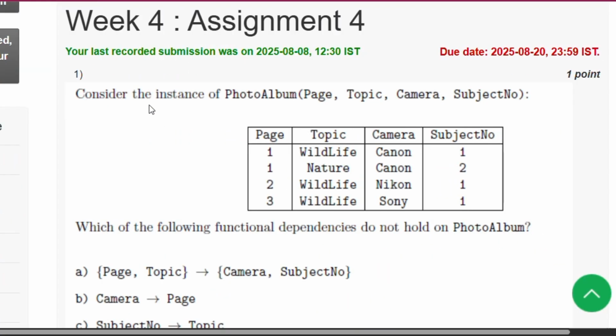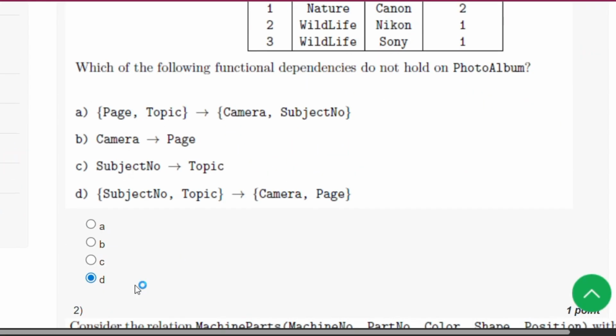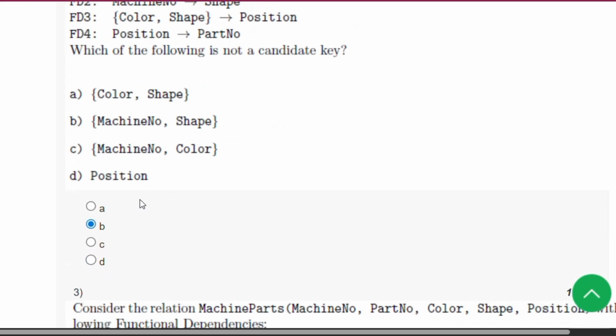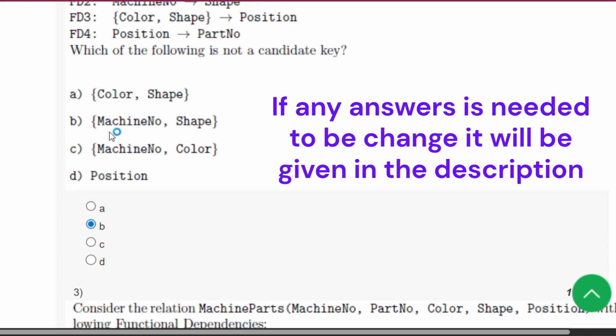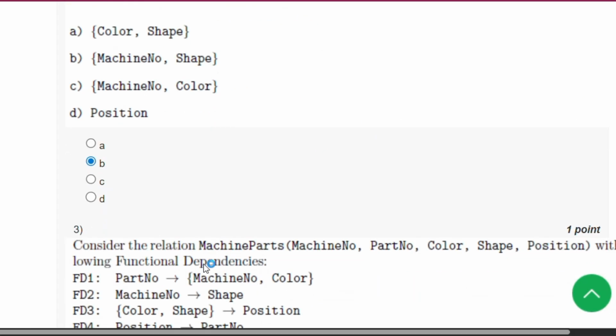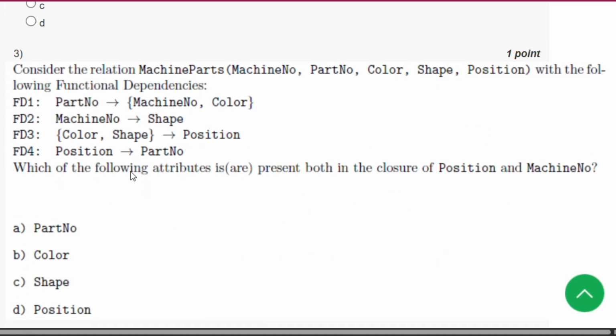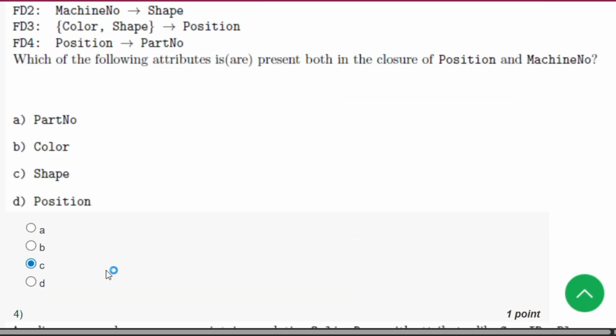So the first question is this. So the answer will be option D, that is subject number, topic, arrow, camera page. Now question number 2, the answer will be option B, that is machine number and shape. Now question number 3, consider the relation machine parts. Then this is the question, which of the following attributes are present both in the closure of position and machine number? So the answer will be option C, that is shape.